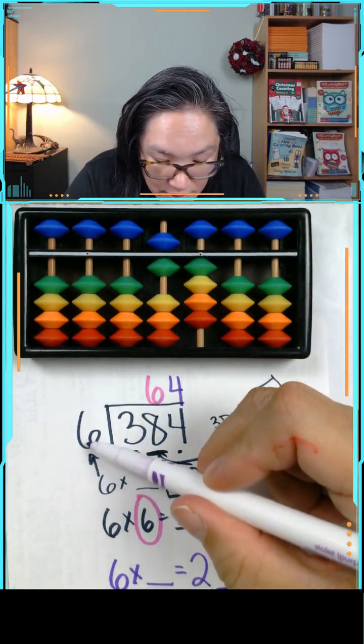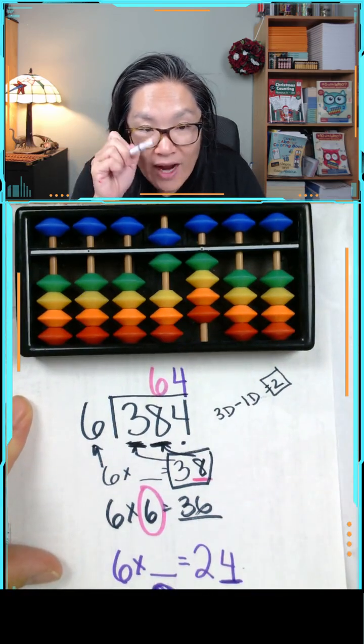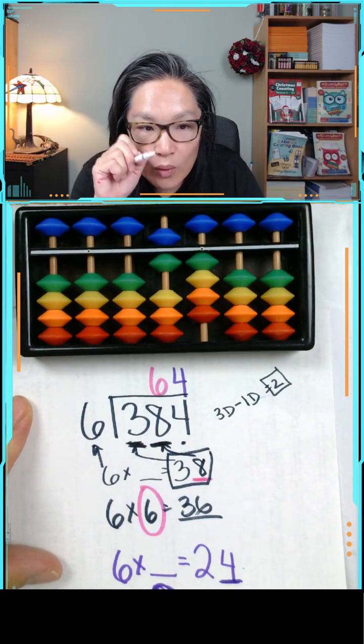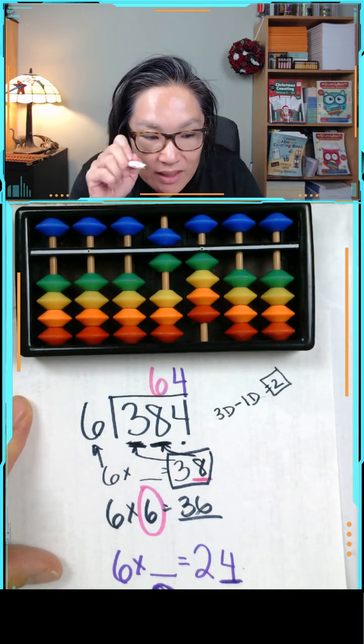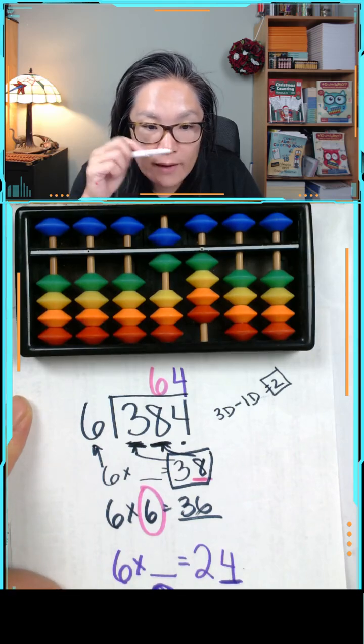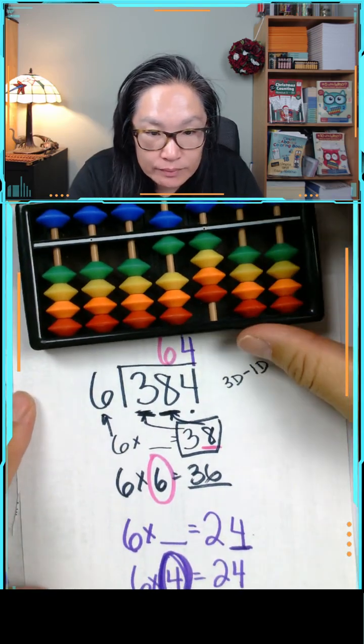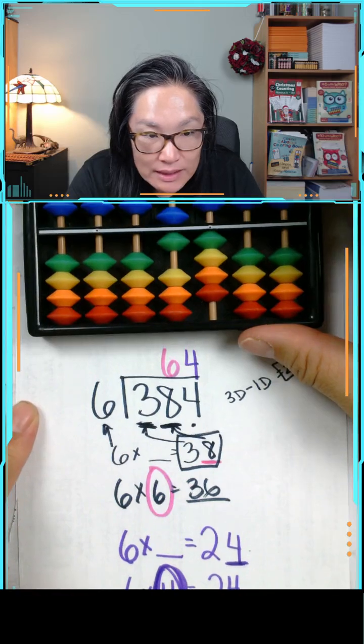So what we do in Abacus world is we go find the missing factor. We don't do how many times is it divided into. That's how we do it. My mind is going, that's crazy. Is it simple?